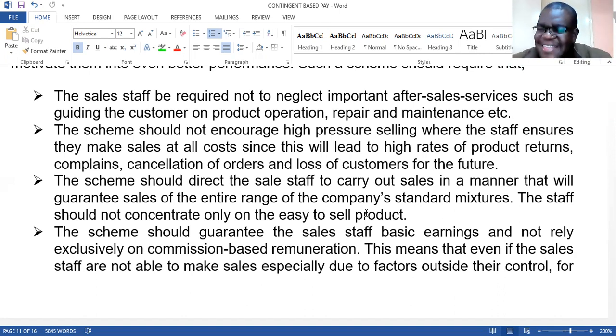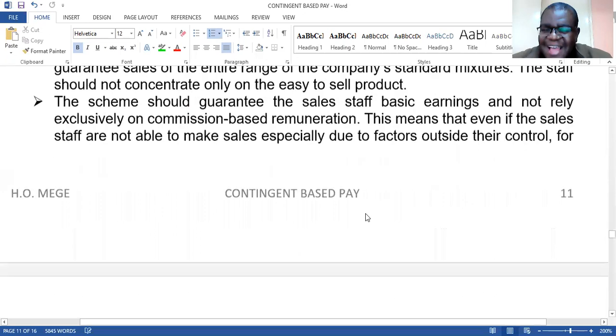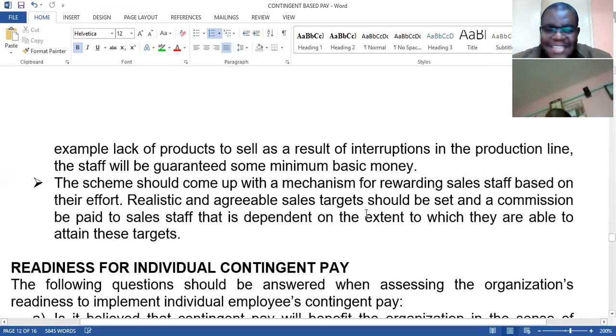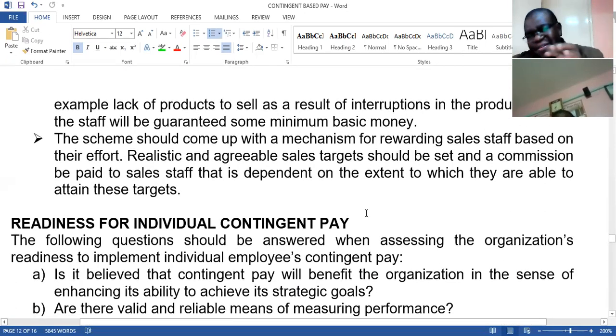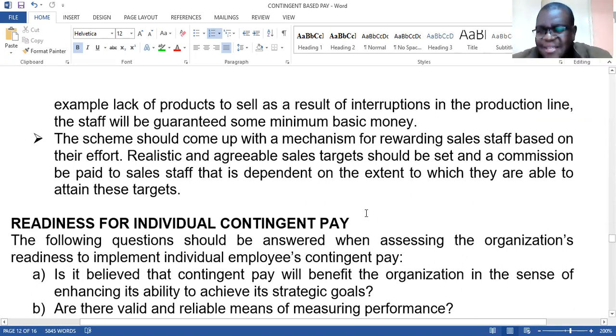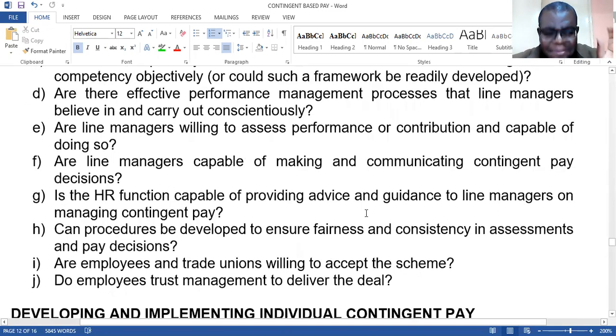You want to guarantee them some earnings, that in a given period, when they are not able to achieve their earnings target because of factors external to them, then there's some retainer that they get. So you reward sales staff based on a commission and a retainer if you have a well structured sales staff incentive scheme.